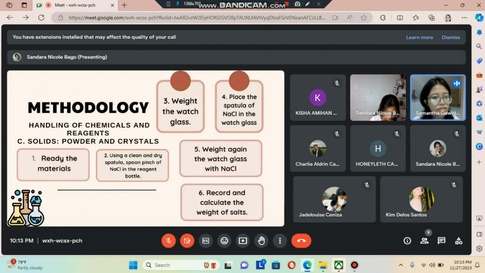C. Solids, powder, and crystals. Ready the materials such as spatula, watch glass, triple beam balance, and the reagent sodium chloride. Using a clean and dry spatula, spoon a pinch of sodium chloride from the reagent bottle, then weigh the watch glass. Place the pinch of NaCl in the watch glass, then weigh again the watch glass with the sodium chloride. Then record and calculate the weight of the salt.